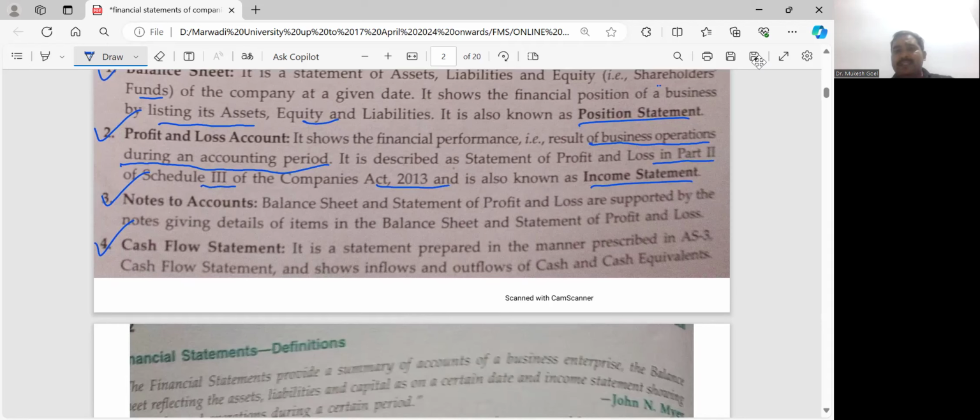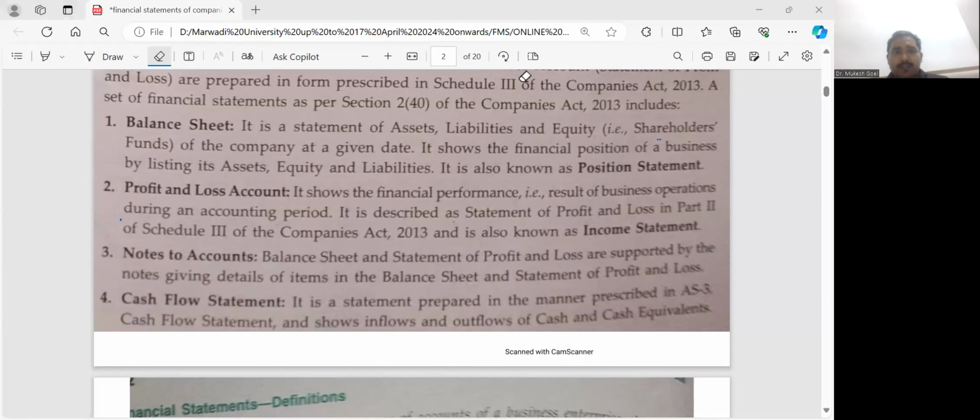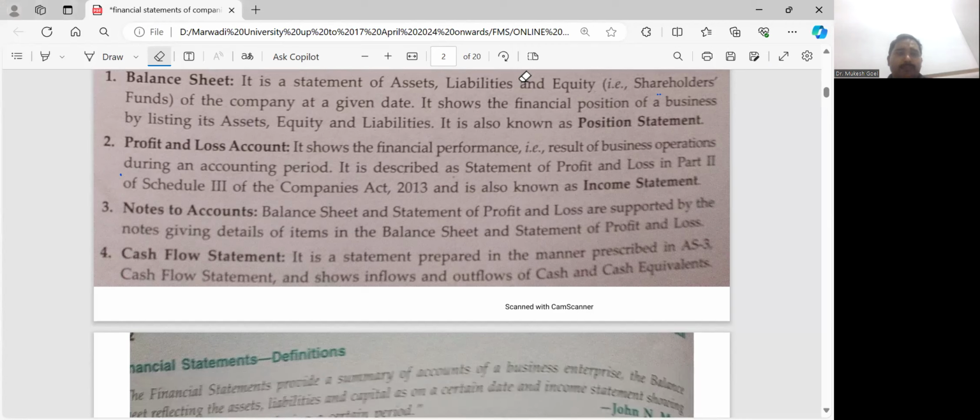Notes to accounts: the balance sheet and statement of profit and loss account are supported by notes giving details of items in the balance sheet and statement of profit and loss account. Next is cash flow statement.